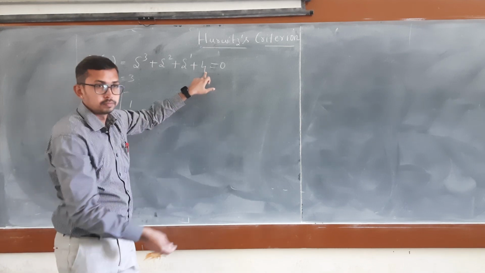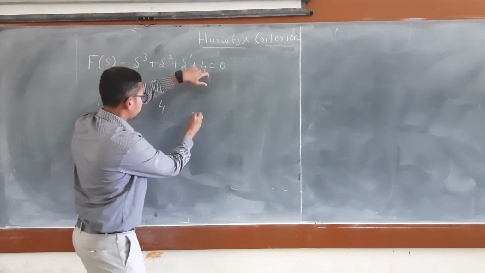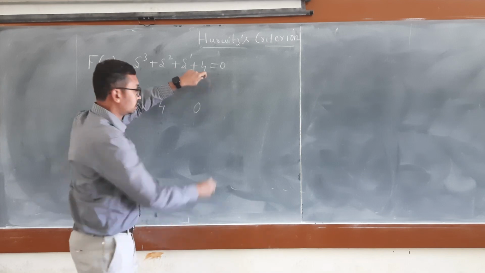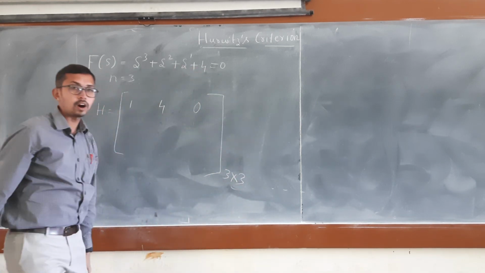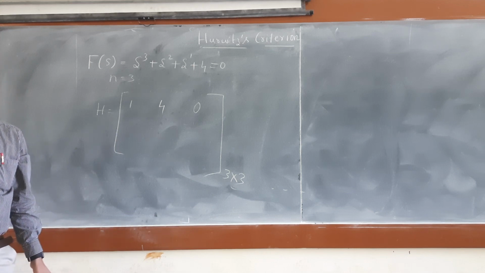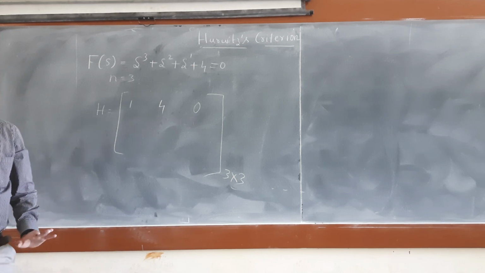Next, what is the next term? Zero. Nothing is there, therefore we need to add a zero. Why? Because I need to consider the matrix of what? Zero. Is it clear? Yes, sir.